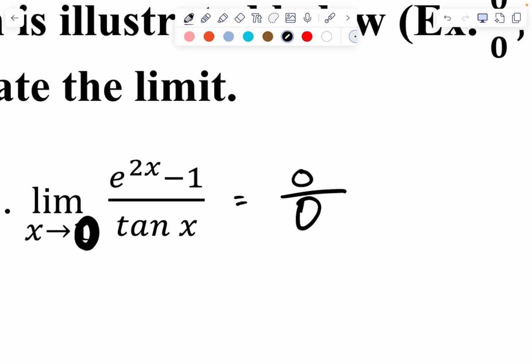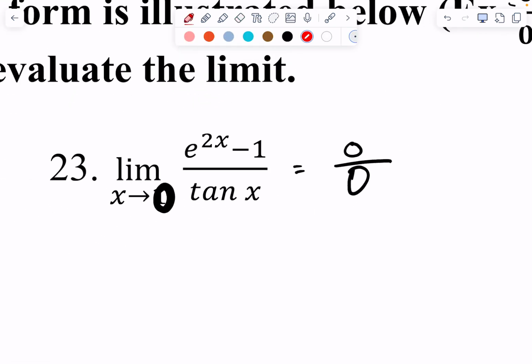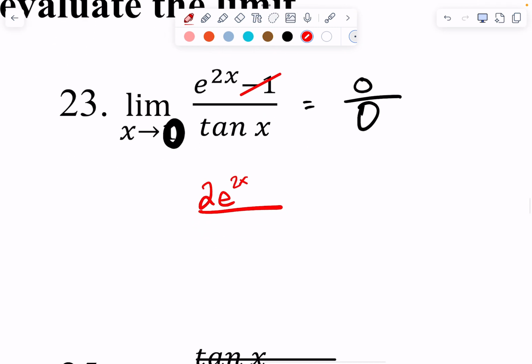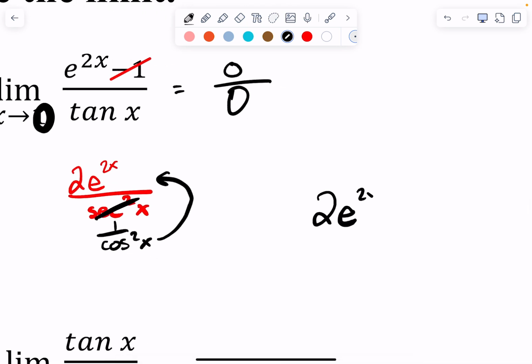Okay. So what do we do now instead? Take the derivative. The derivative of e to the 2x is e to the 2x, but times 2, so I'm going to put the 2 out in front. What's the derivative of negative 1? Gone. Okay. What's the derivative of tangent? 1 over cosine of x squared, like secant squared of x. But secant is 1 over cosine squared. So here's what I'm going to do. I'm going to flip it to the top. Can I do that? So now I have 2e to the 2x times cosine squared x. You see what I just did? I moved it to the top.